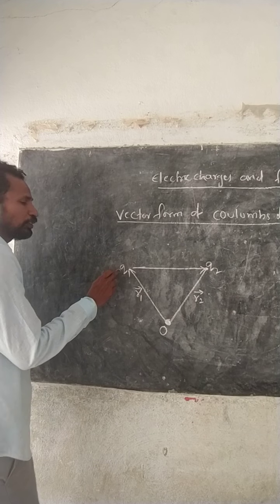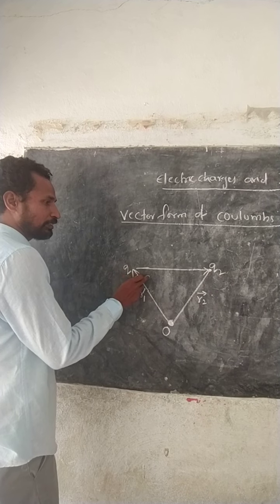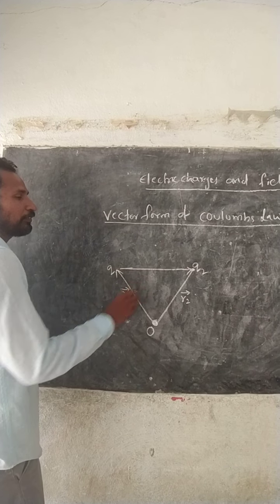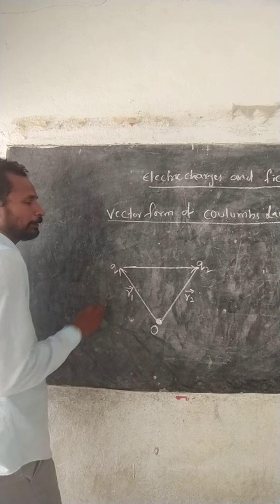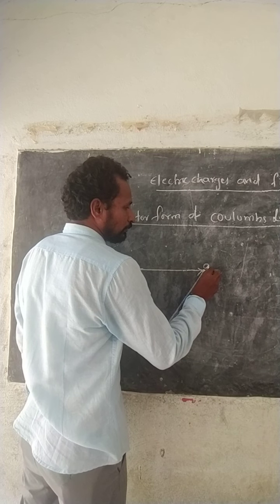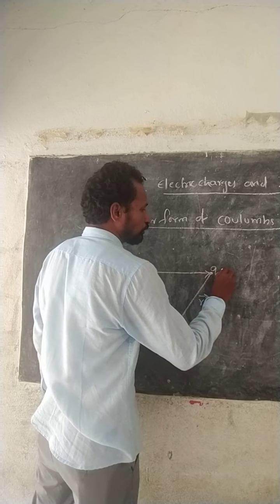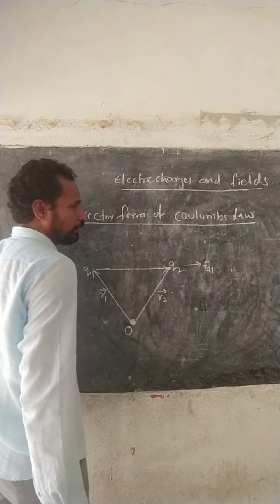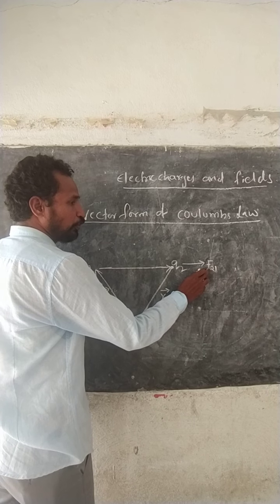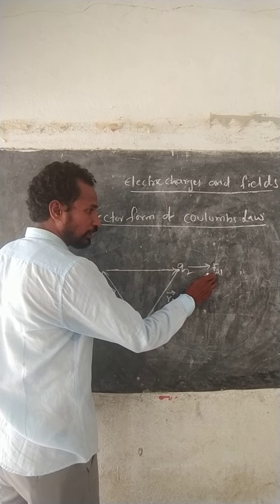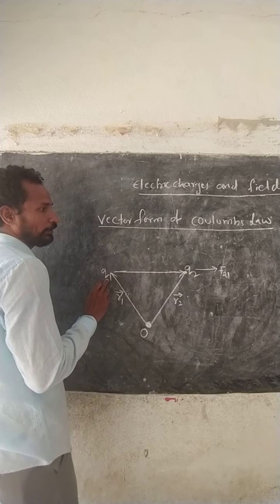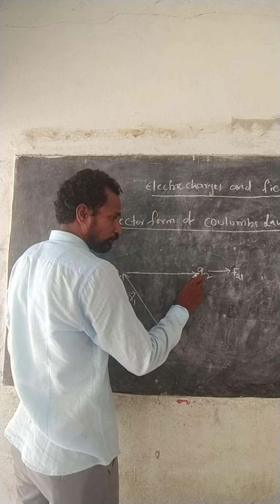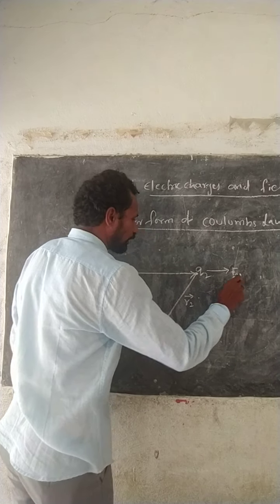Now suppose these two charges have the same sign, or the same kind of charge, then these two will repel. Then Q2 experiences a force in this direction. We write this as F21. F21 means force experienced by charge 2 due to charge 1. Clear? F21 is the force on charge 2 due to the first charge.